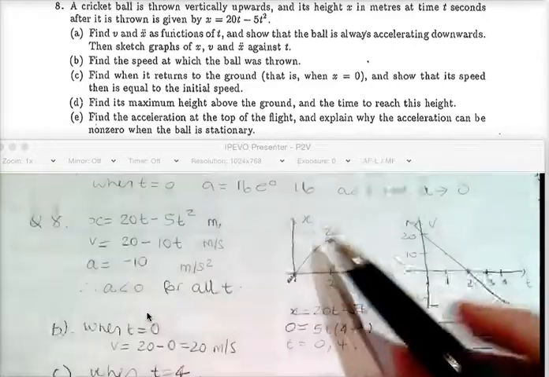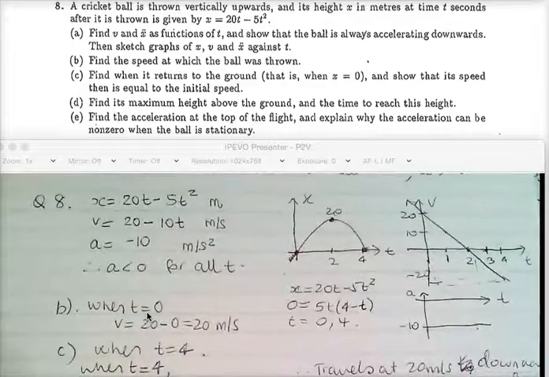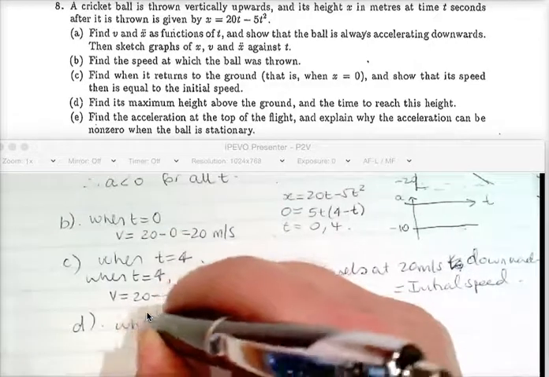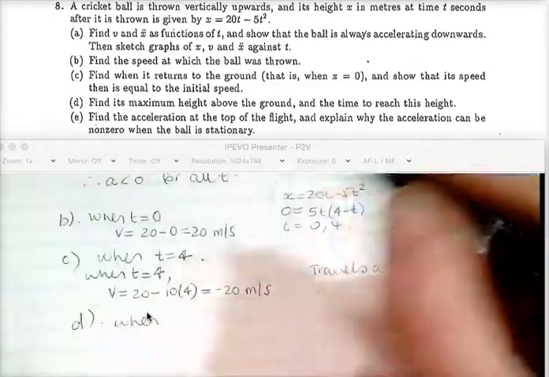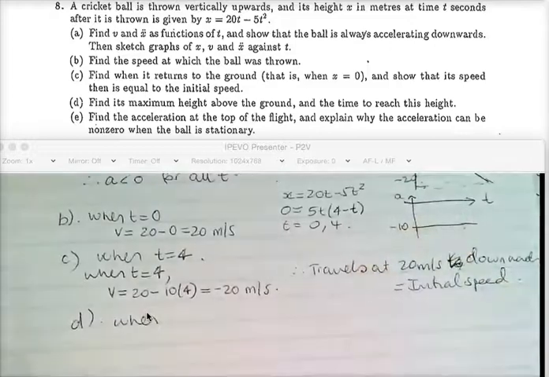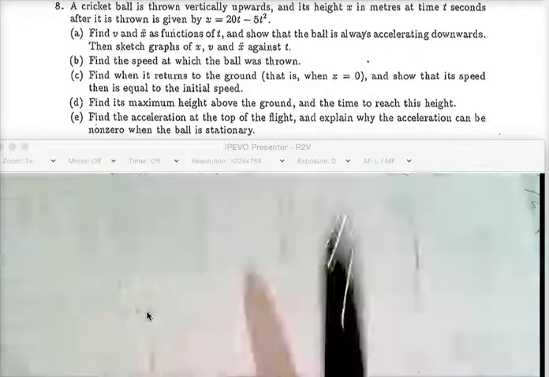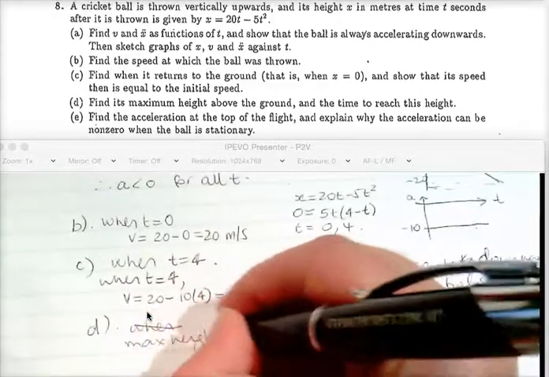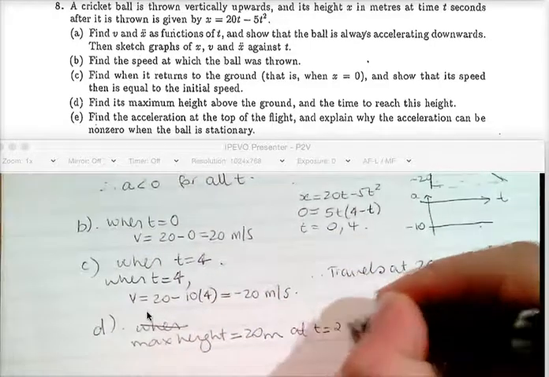We can see that from this graph. Maximum height's 20 meters, time to reach it is 2 seconds, but you can differentiate if you want, but we can just see it from the graph that maximum height's 20 meters at 2 seconds. So maximum height is 20 meters at t equals 2 seconds.